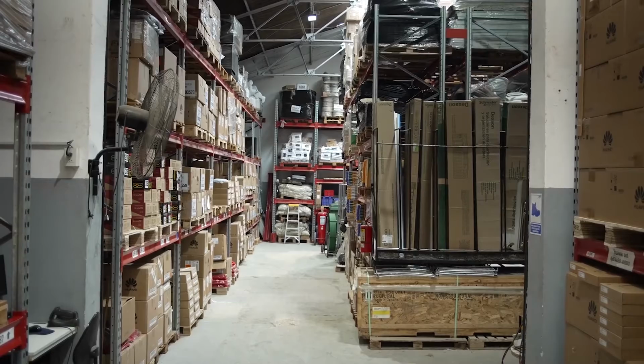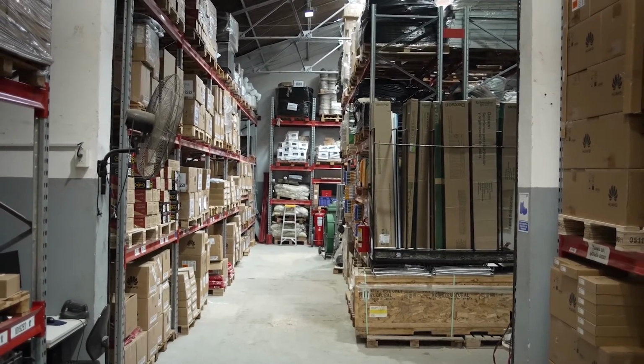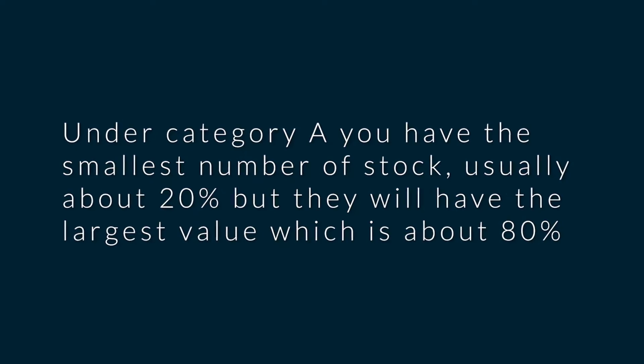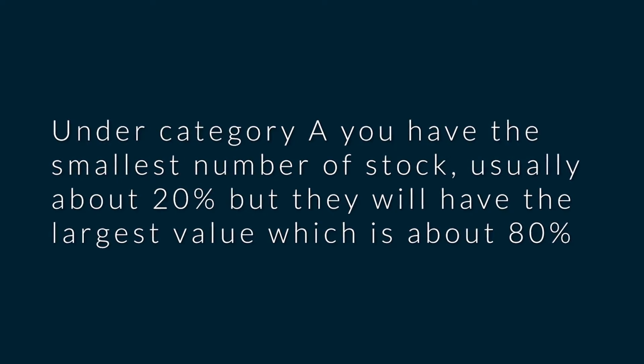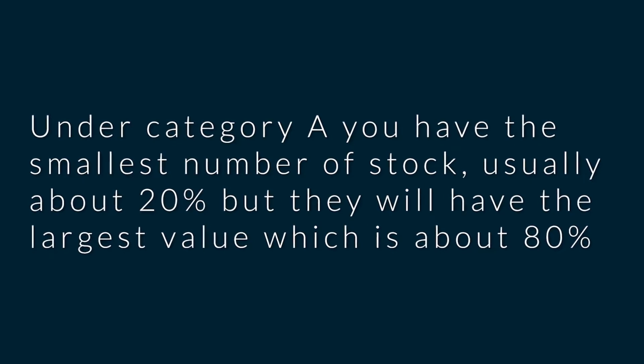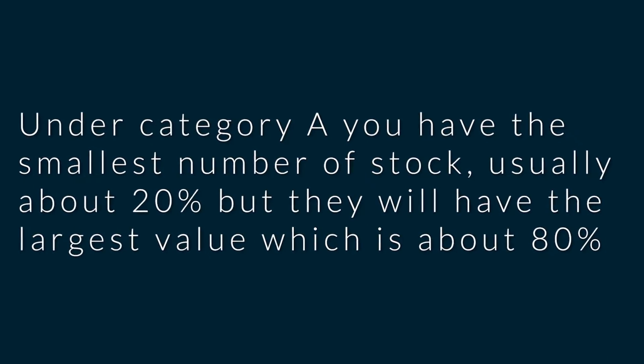Now, the ABC analysis is actually based on the Pareto model, the 80-20 model. The idea being that 80% of stock value will be held in 20% of items commonly held as stock items. And so in this case, you end up categorizing your stock, in this case products, into 3 categories. That is A, B, and C. Now, category A items have the smallest number of stock, usually about 20%, that will have the largest value, in this case 80%.